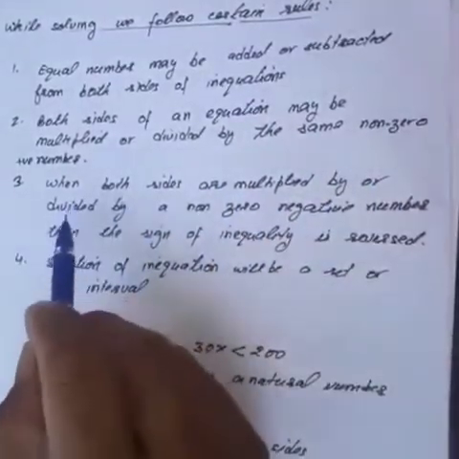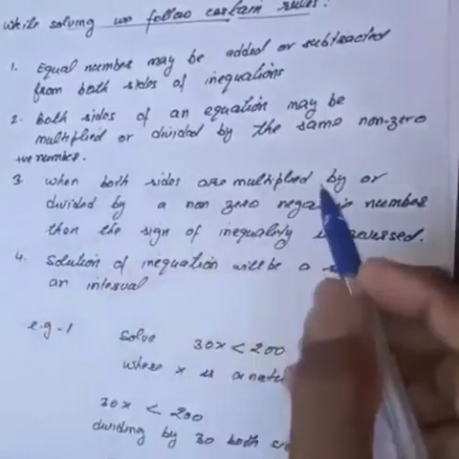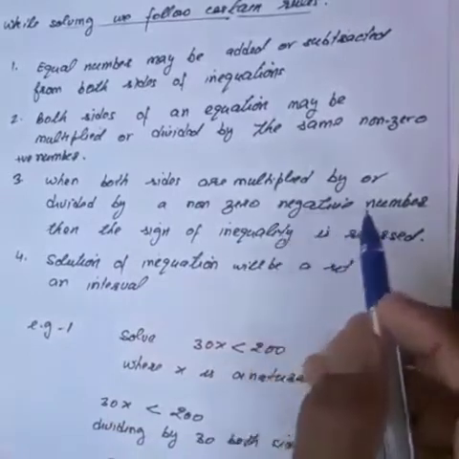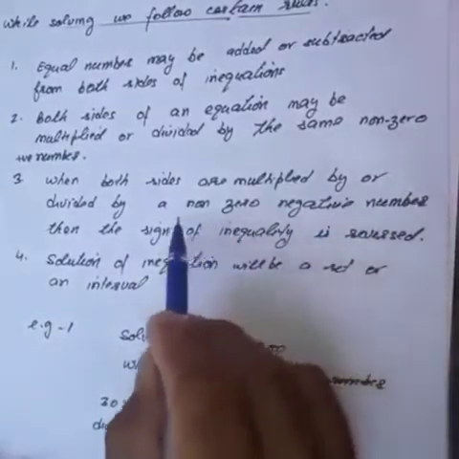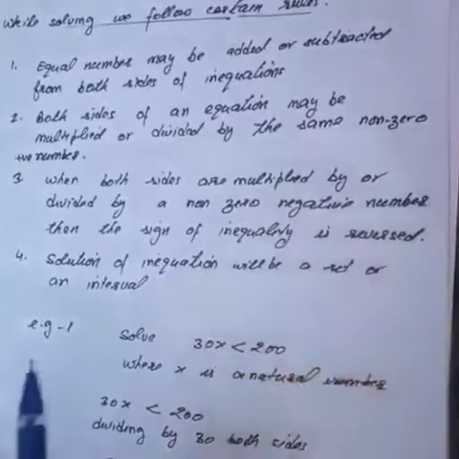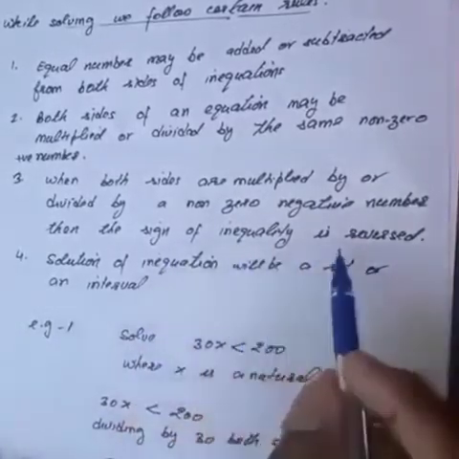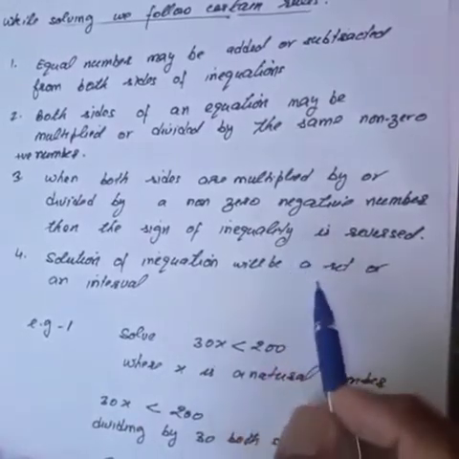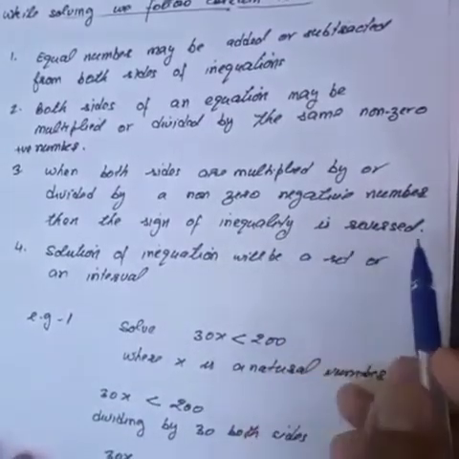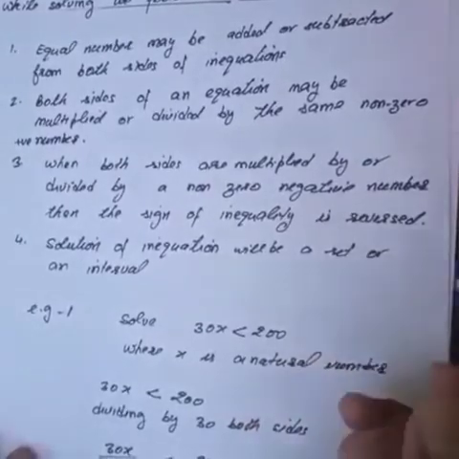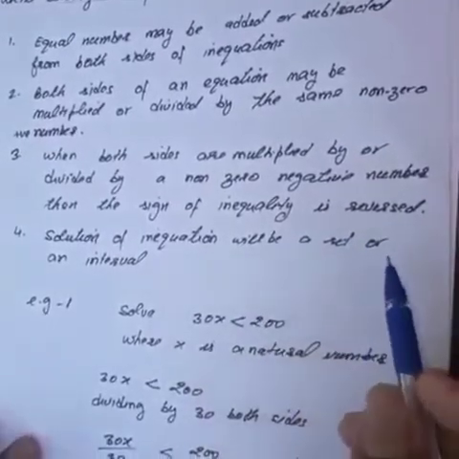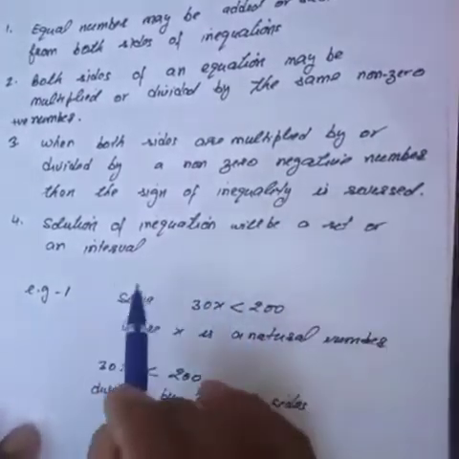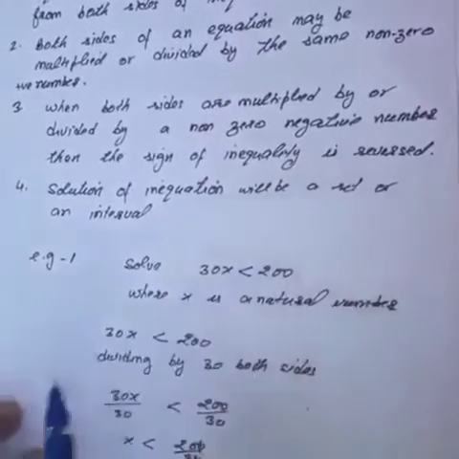Third rule, when both sides are multiplied or divided by a non-zero negative number, mind it, the sign of inequality is reversed. It means if it is originally less than, then it will be converted to greater than. If it is greater than, then it will be converted to less than. Fourth rule, the solution of an inequality will be a set or an interval, that will be the values.